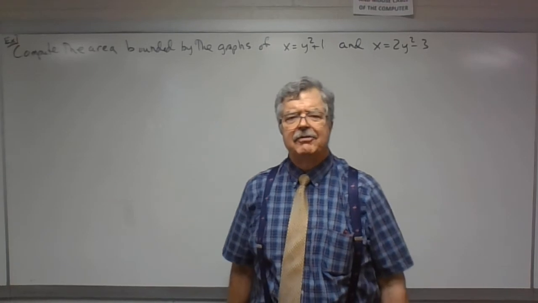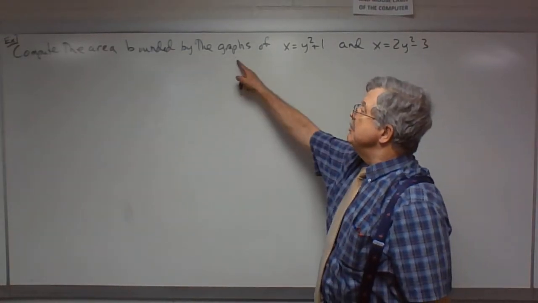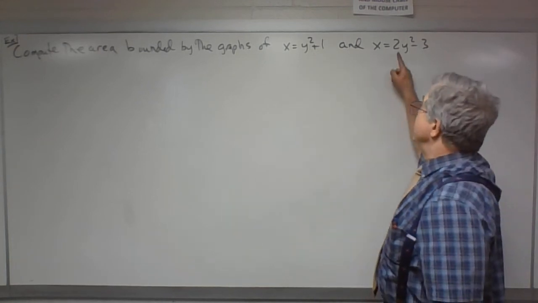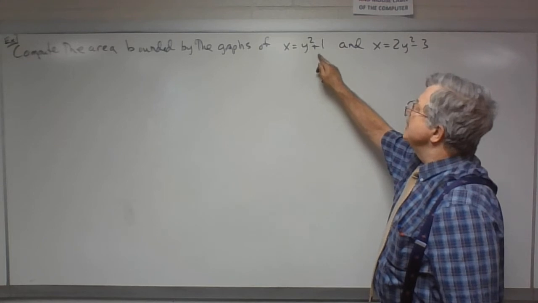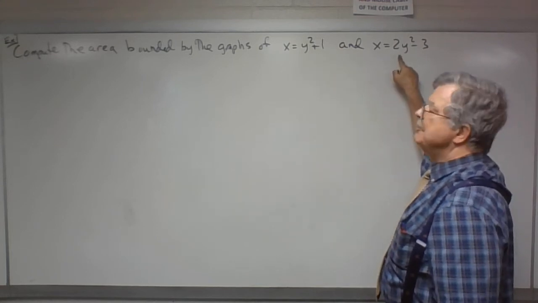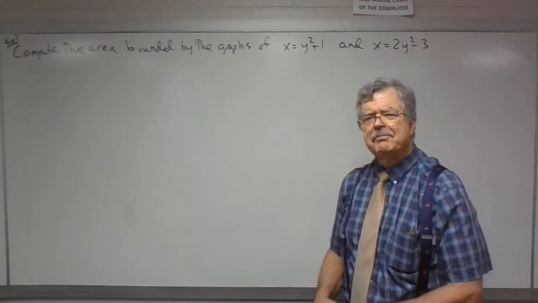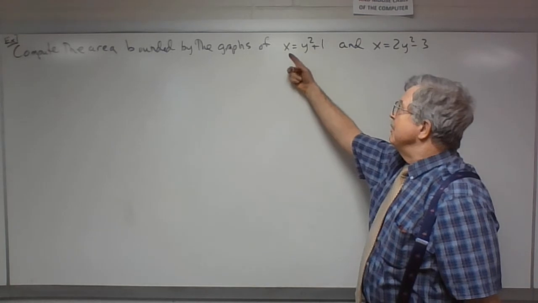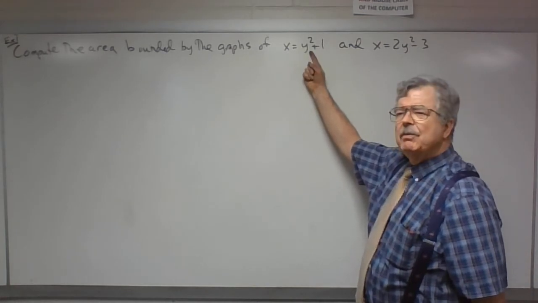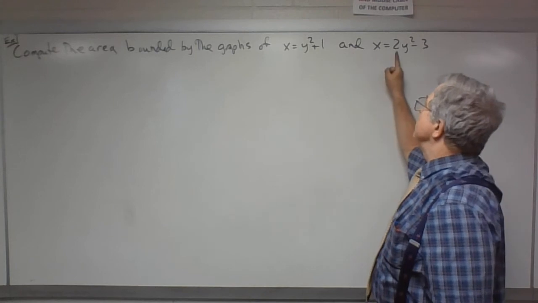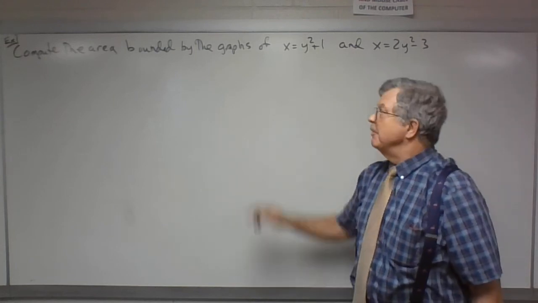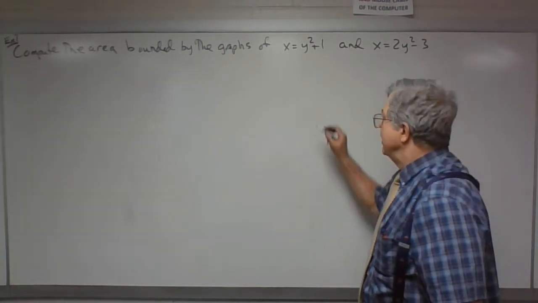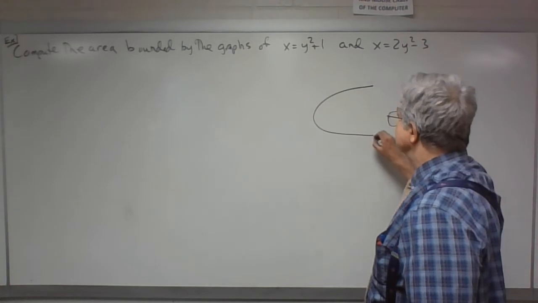Here's an exercise that we should see. Compute the area bounded by the graphs of y equals x squared plus 1. I'm sorry, x equals y squared plus 1, and x equals 2y squared minus 3. Both of these are quadratics in y. The coefficients of y squared are positive. So these are parabolas that open up in the positive x direction. They're both going to look like this.